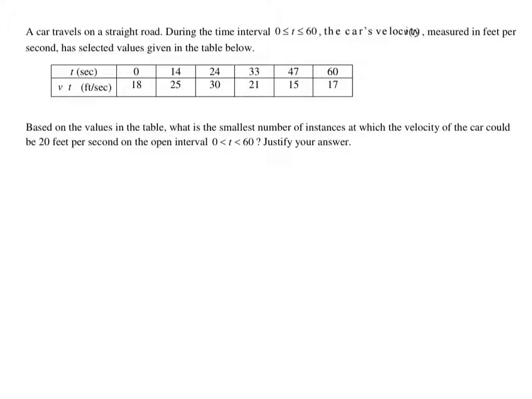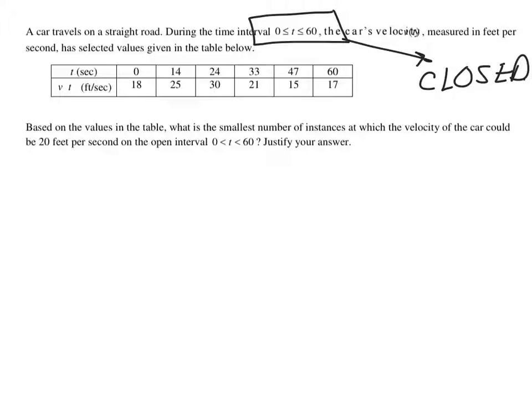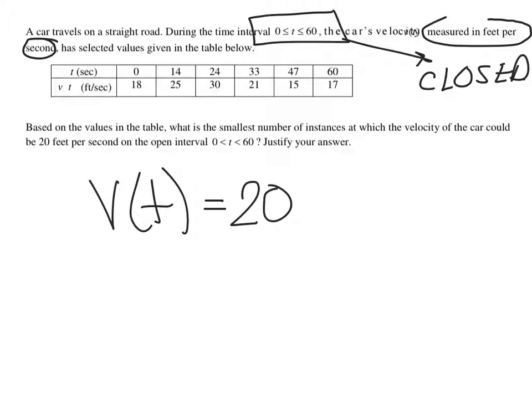So here's a pretty common part C, part D in an AP question. A car travels on a straight road during the time interval 0 to 60. Notice this is a what type of interval? Closed. The velocity is measured in feet per second. Highlight those units to yourself. And has selected values given below. Based on the values in the table, what is the smallest number of instances at which the velocity could be 20 feet per second?